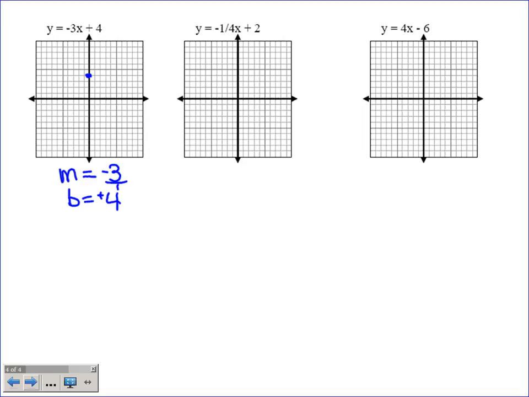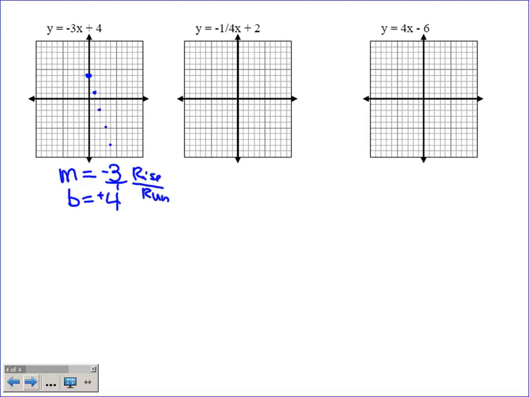Since the slope is negative 3 and it's supposed to be rise over run, how far am I rising? Negative 3, right? So that means I'm going to go down 3 and right 1. So the rise, how far up or down am I going? I'm going down 3. And the run is basically just a positive 1. So from here I go down 3, right 1, down 3, right 1, down 3, right 1.